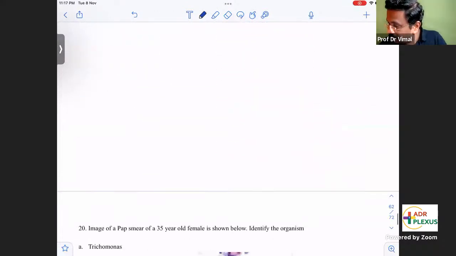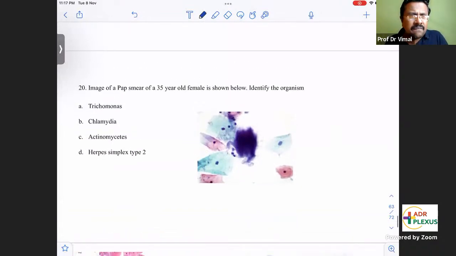Next, the image of a pap smear of a 35-year-old female is shown below. Identify the organism. So this is an organism in a pap smear. No, this is not Donovan bodies.